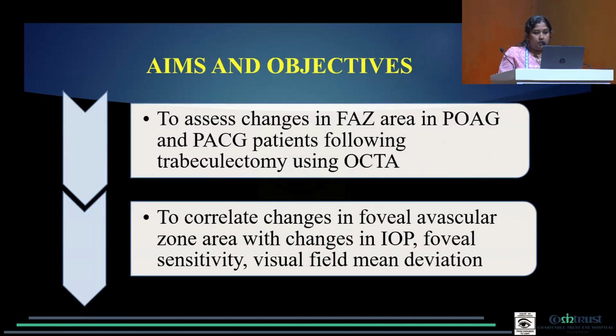Our study aims to assess changes in FAZ area in both primary open angle and primary angle closure glaucoma patients following trabeculectomy using OCT angiography, and also to correlate these changes in FAZ area with changes in IOP, foveal sensitivity, and visual field mean deviation.